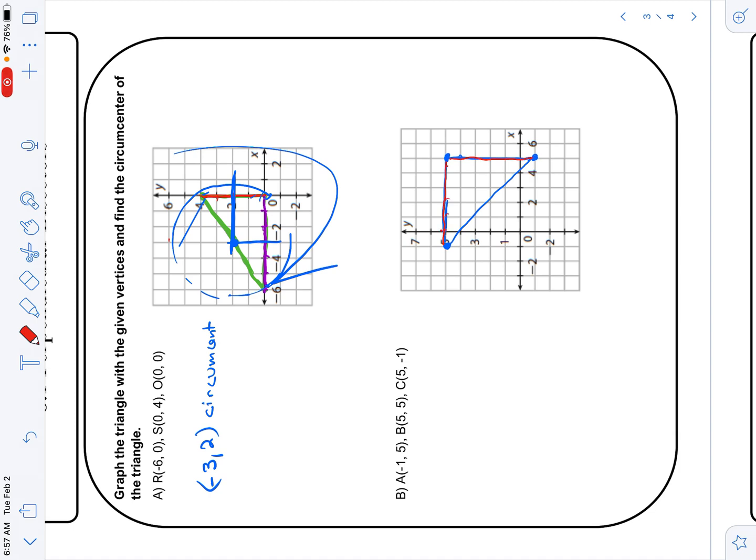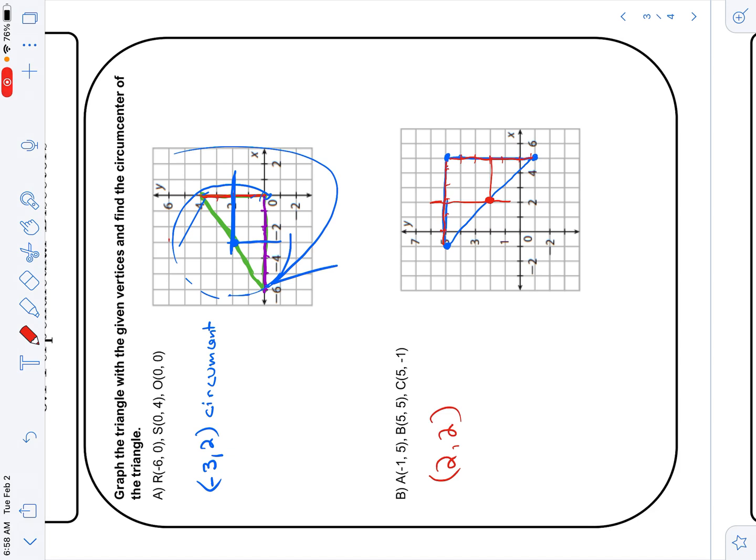So once again, I count 1, 2, 3, 4, 5, 6. So half of 6 is 3. So I go 1, 2, 3. So right in this line, that's going to be one of them. Same thing here, 1, 2, 3, 4, 5, 6. So half of that is 1, 2, 3. Draw my line. So right there, that is the circumcenter. So that would be at 2, 2.